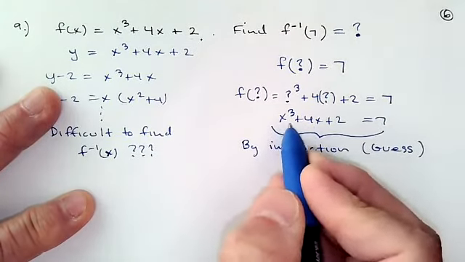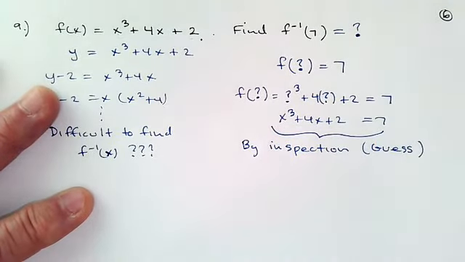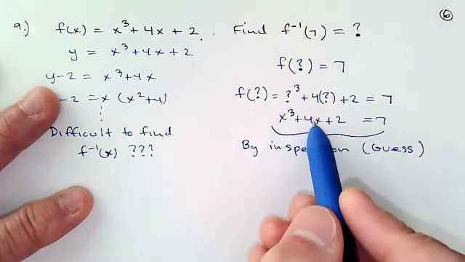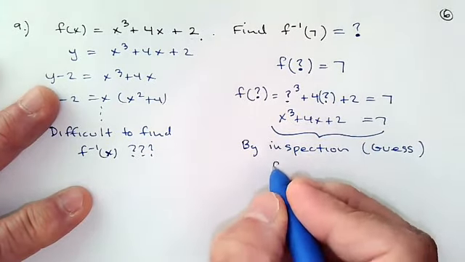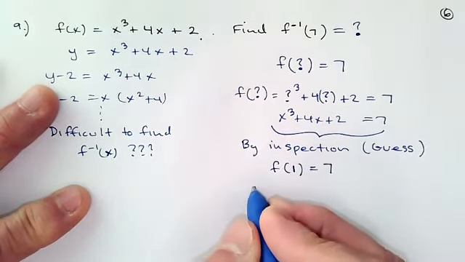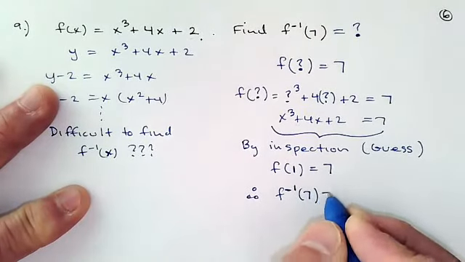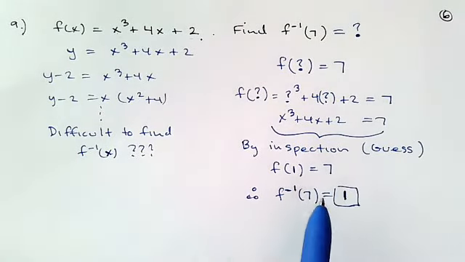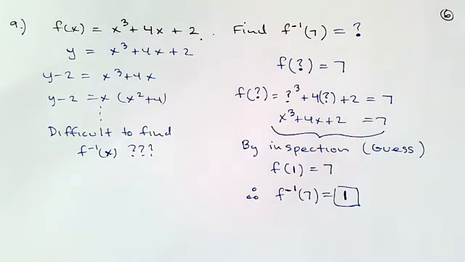If you look at this, what number would you plug in for x here and get 7 as your output? Don't think really hard. It's not going to be something complicated. Can you see that if you plugged in 1 for x, you're going to get 7? So by inspection, we see that f of 1 gives me 7. Therefore, f inverse of 7, which was my original problem, must be equal to 1. See, it's possible to answer this question without actually finding the inverse.